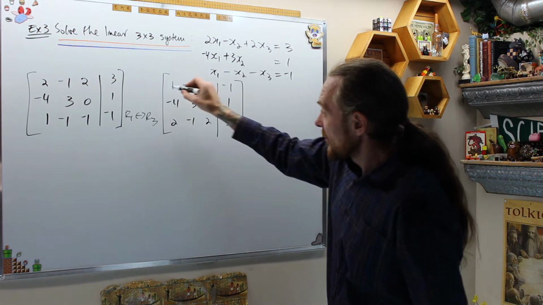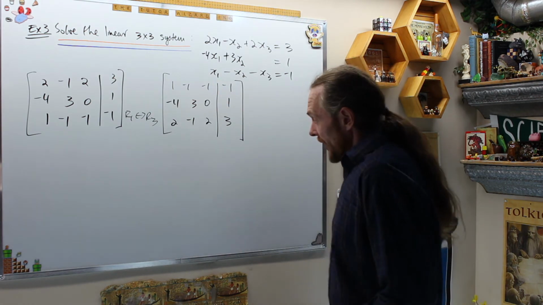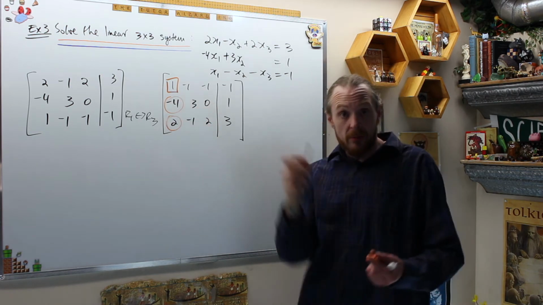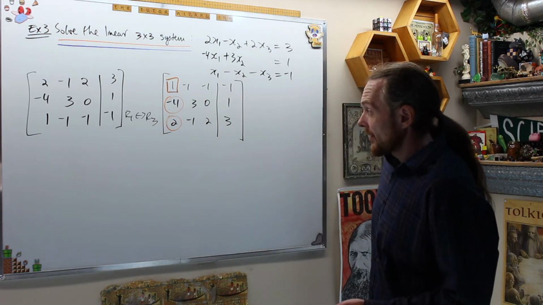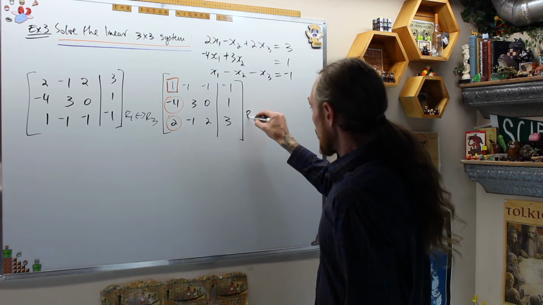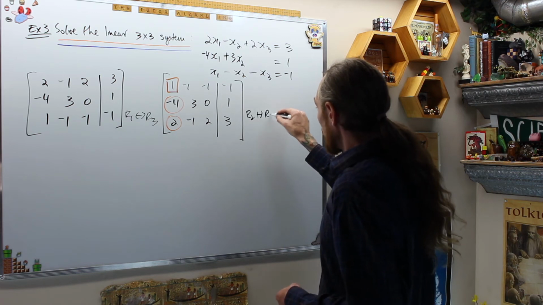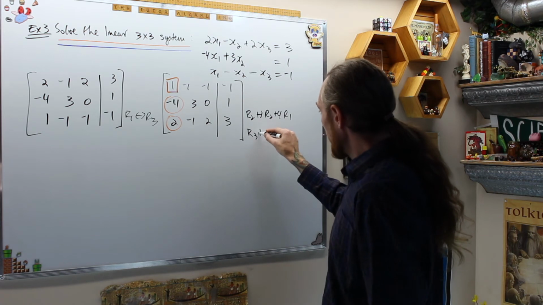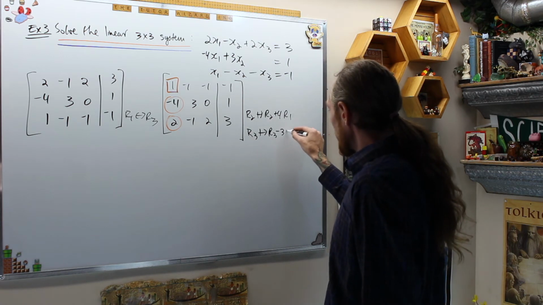Now I have a leading 1 in the top left corner. I want to eliminate below. How do we do that? We are going to do row 2 goes to row 2 plus 4 row 1, and row 3 is going to go to row 3 minus 3 row 1.